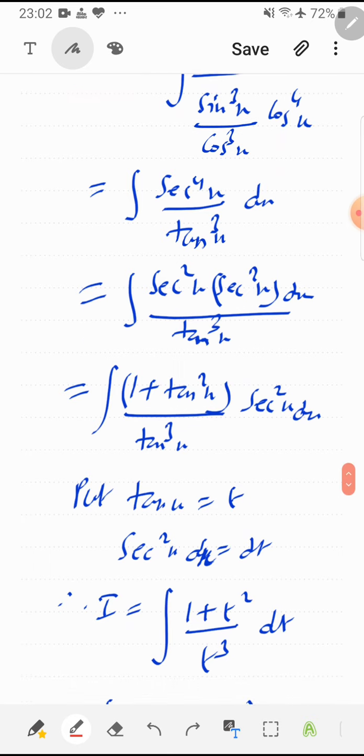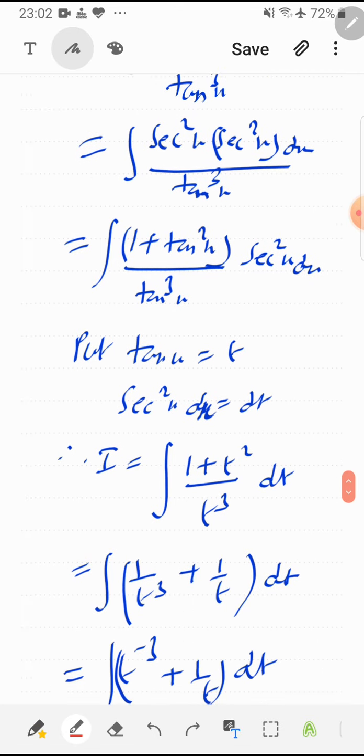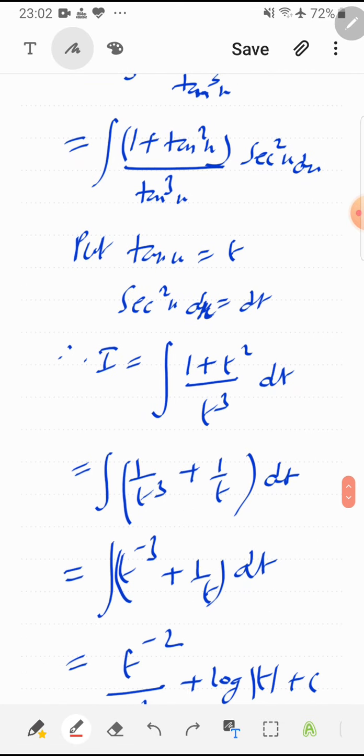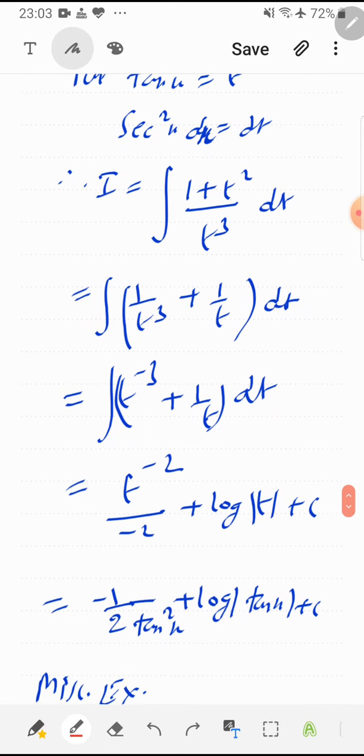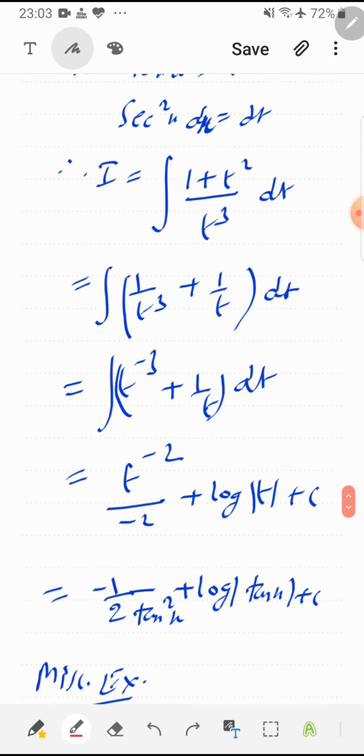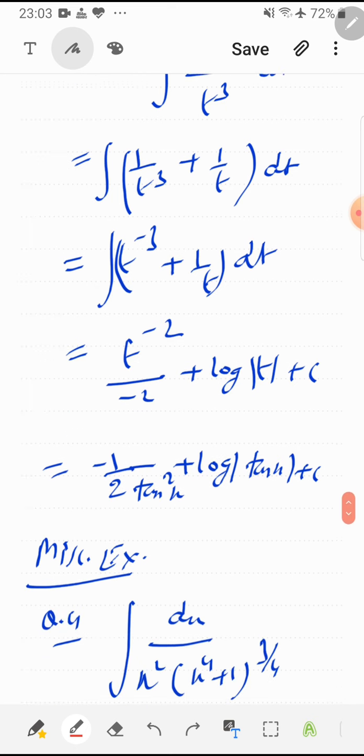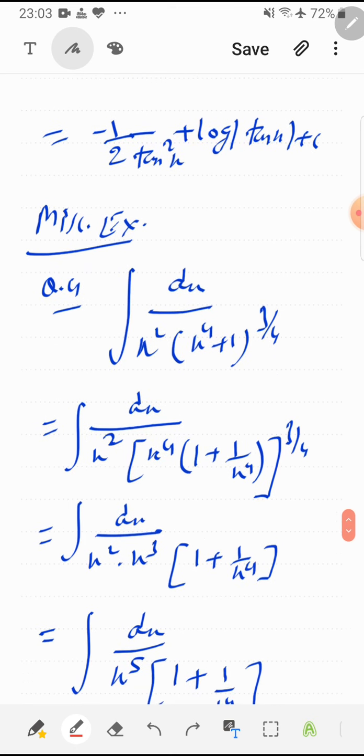Finally tan x can be substituted as t, secant square x dx is equal to dt, or 1 plus t square by t cube, which can be separated and can be integrated with the help of the power rule or log mod t, so that we can resubstitute t and we can get the required result.